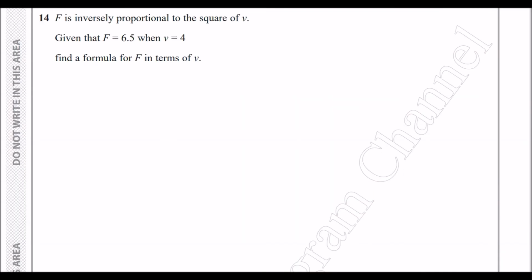So 14. Alright, so f is inversely proportional to the square of v. Okay, so you got this keyword proportional. The proportional symbol looks like that, yeah? And it's always the same as saying equals some scale factor k.